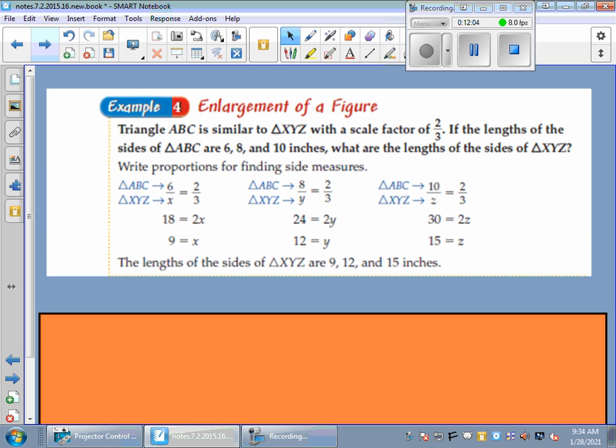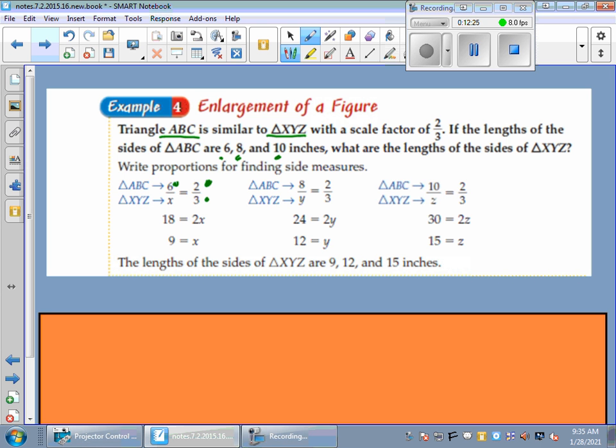So again, if you take a look and see where we're at, we have a ratio of 2 to 3. So ABC is 2 to, and again, why is it 2 to 3? Because this is ABC and this is XYZ. So 2 to 3 ratio. They tell us that the lengths of ABC are 6, 8, and 10.